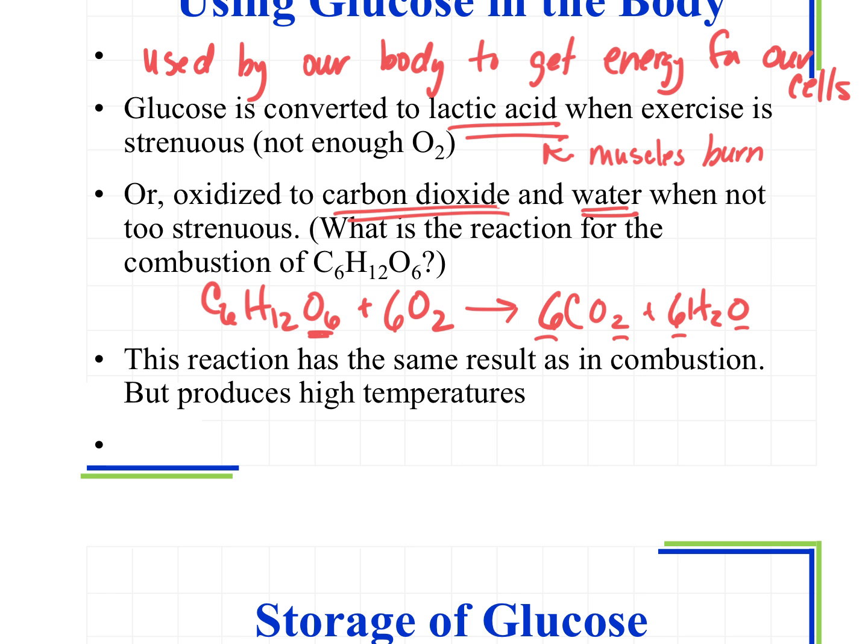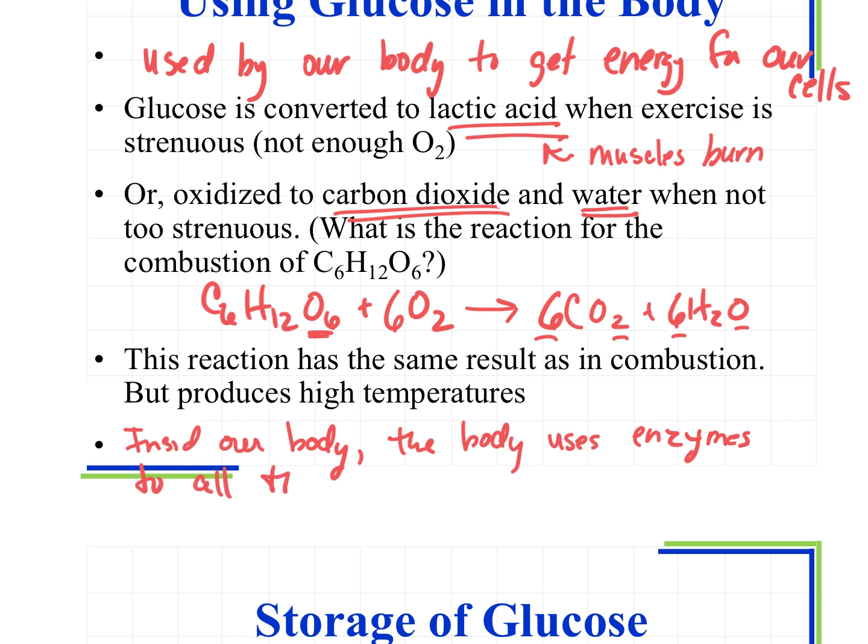So how does it happen in our body? Well, inside our body, the reaction is carried out with enzymes. So the body uses enzymes to allow the reaction to take place not at high temperatures like it would outside the body, but at 37 degrees Celsius. That is body temperature.